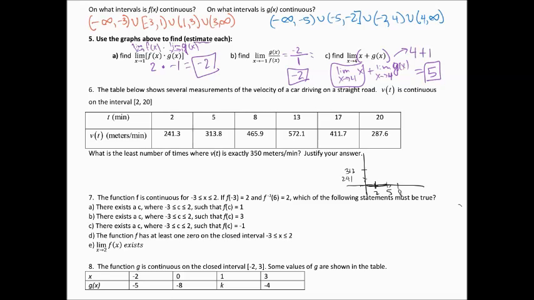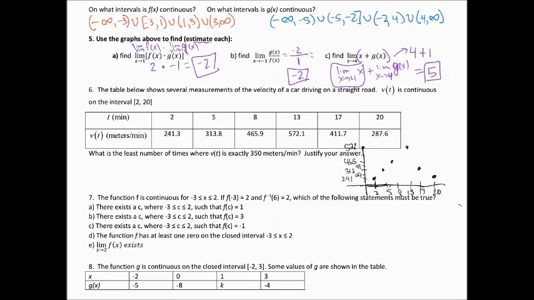Then we go to 8, and we jump really high up to 465 and change. So that's at 8. And again, I'm just estimating here. At 13, we jump all the way up to 572. And then at 17, we come all the way back down to 411 right there. And then at 20, we are below both of these at 287. So somewhere right around there.